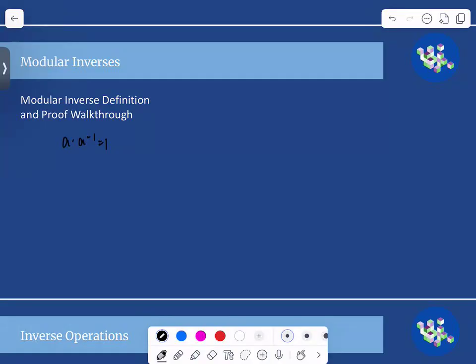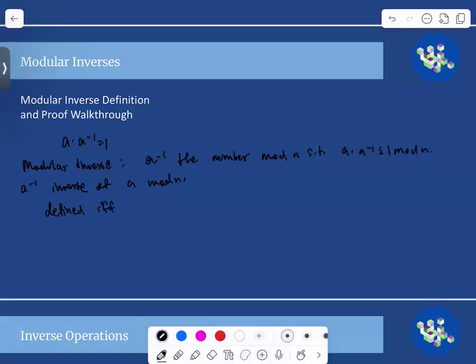So in modular arithmetic, we can define the modular inverse to be the number mod n such that a times the inverse of a is congruent to 1 mod n. And you can say that a to the -1 is the inverse of a mod n. And the modular inverse is defined if and only if the GCD of a and n is equal to 1.